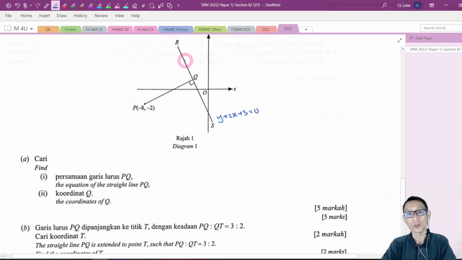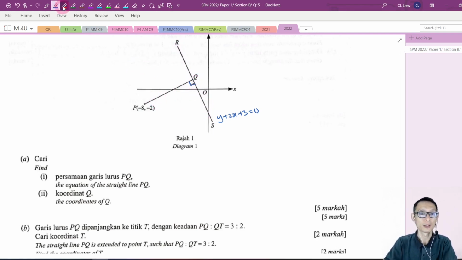When you are asked to find the equation of a straight line, always remember two things. You need gradient and one point. So we have the point here. Now we need gradient. So how do we get the gradient here? We cannot use y2 minus y1 divided by x2 minus x1 because we only have one point, right? But it's okay. Since we know this is 90 degrees, the gradient here times the gradient here will be equal to -1. So if we can get the gradient here, then we will have no problem getting the gradient of PQ. Now, let me get the gradient of RS first.